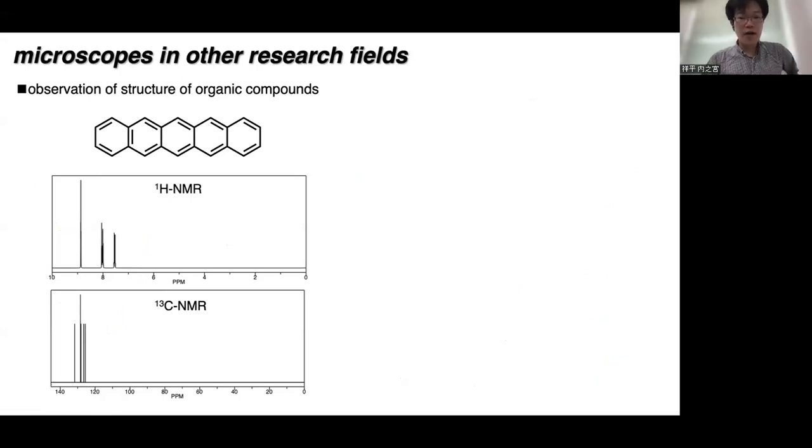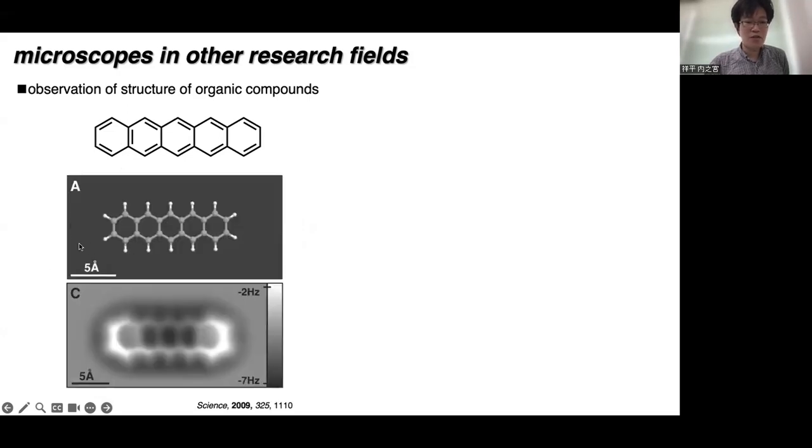So I explained how to use microscope in the field in biology and medicinal research because I'm a researcher in the chemical biology field. However, the microscope is also very useful for other research fields. So for example, in chemistry, the microscope provides the structural information of compounds. Usually, we identify this structure by NMR. However, of course, this NMR can provide a very important information about the structure of the target compound, but this is the so-called indirect method.